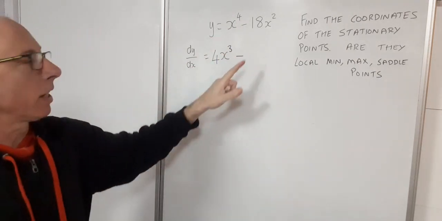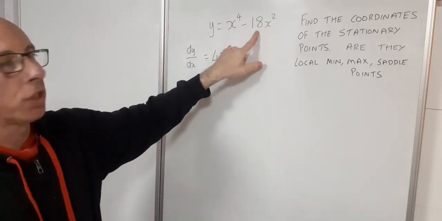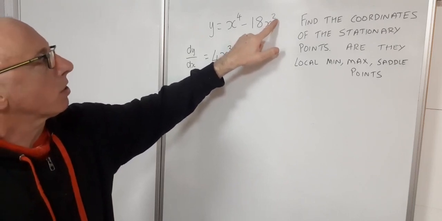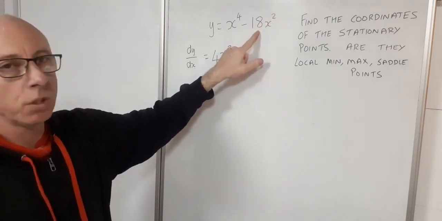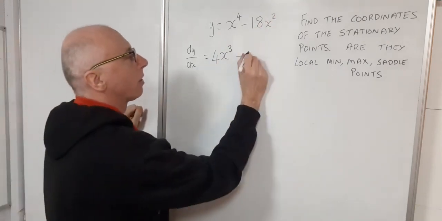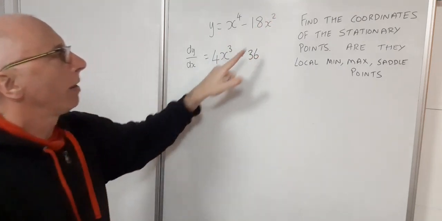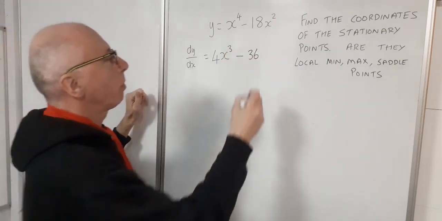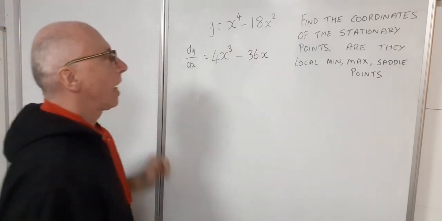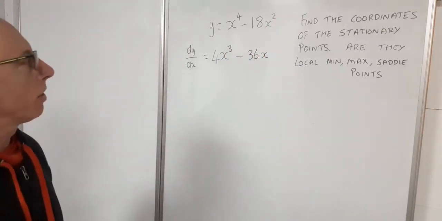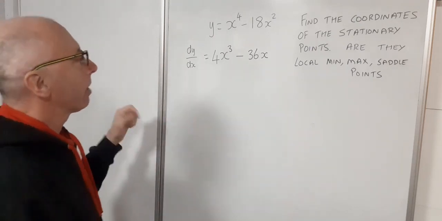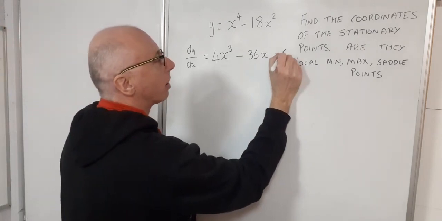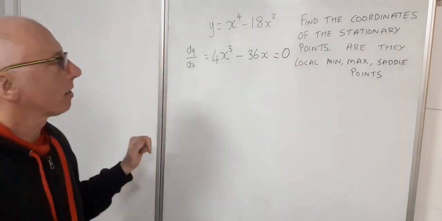And now the same here. So this time we've got a coefficient. So this time we've got x squared. So now we multiply by the 2. So we've got 2 times 18 is 36. And then we drop the power by 1. So that just becomes x to the power of 1, which is x. So that's our derivative. So now what we need to do now is set dy/dx to be 0. And then we solve for x.